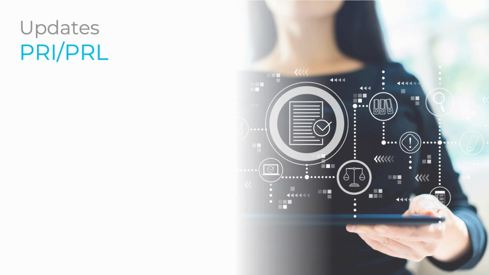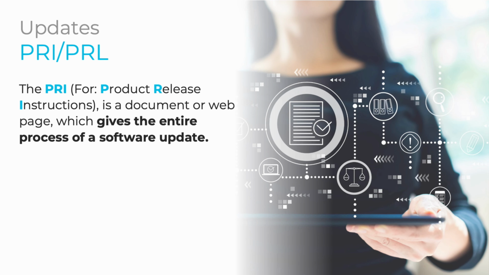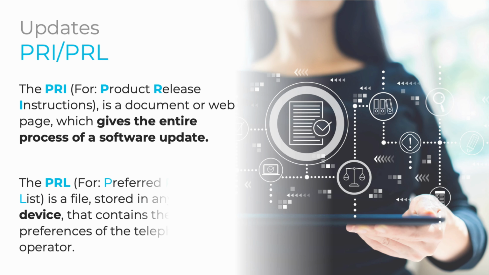PRI/PRL updates. We will now quickly talk about the PRI and PRL updates. The PRI, for Product Release Instructions, is a document or web page which gives the entire process of a software update. This allows you to see the new features, as well as the ones that will be modified. This is very useful information to analyze before launching any type of update, whether on your computer or smartphone.